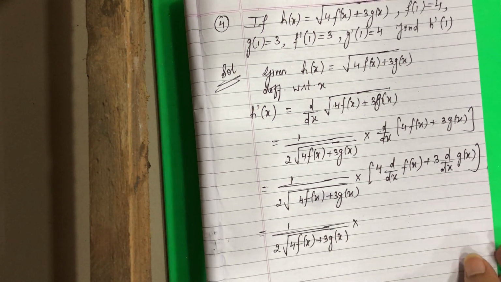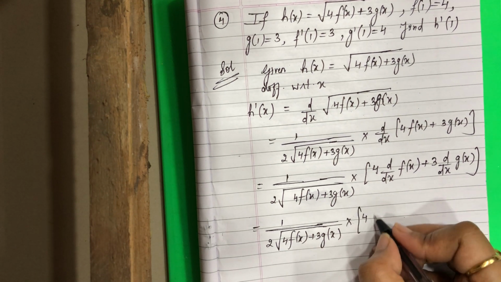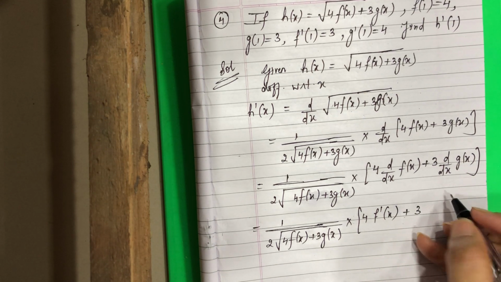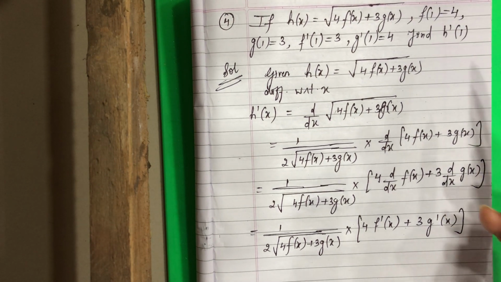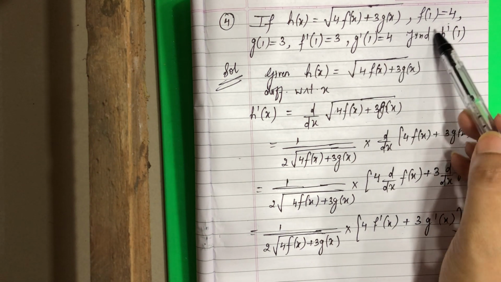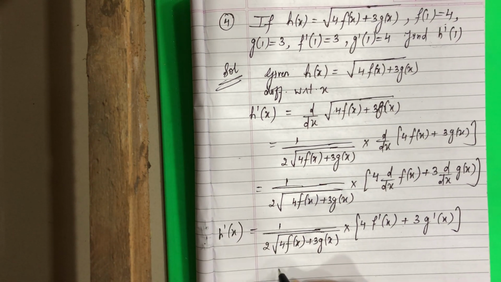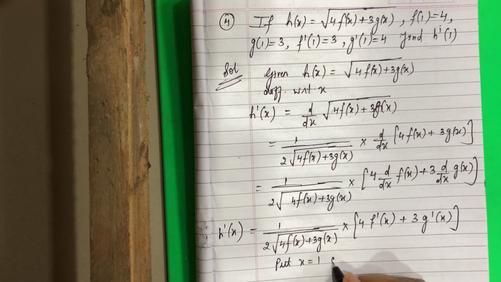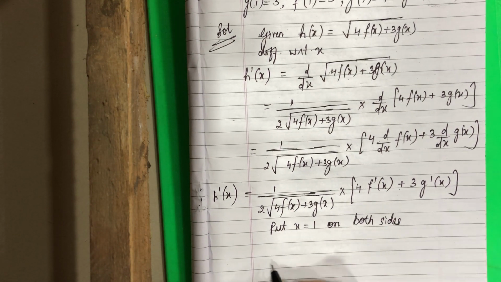So this gives you 1 upon 2 root 4f(x) plus 3g(x) into bracket 4 d by dx of f(x) is f dash x plus 3 d by dx of g(x) is g dash x. Now substitute the given values. All the values are given to you. For that, just have a look what we have to find. We have to find h dash 1. This is the value of h dash x. So in place of x, put x is equal to 1 on both sides, so that we can find out the value of h dash 1.